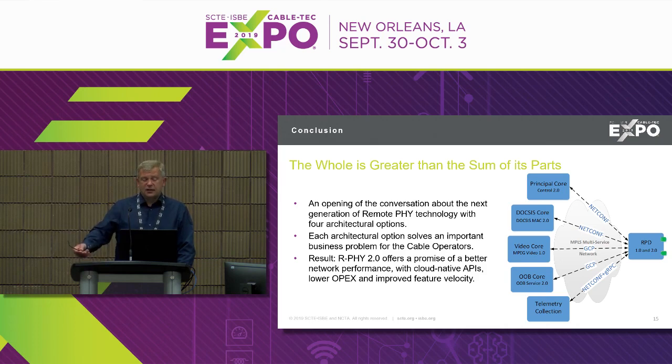Each of the architectural options solves an important business problem for cable operators. And as a result, Remote PHY 2.0 offers a promise of better network performance with cloud-native APIs, with lower OpEx, and improved feature velocity. Thank you.